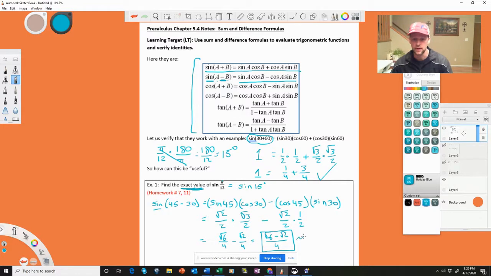If you put this into a calculator, you'll find out it's approximately 0.26, which should make sense because remember that the sine is the height on a unit circle.